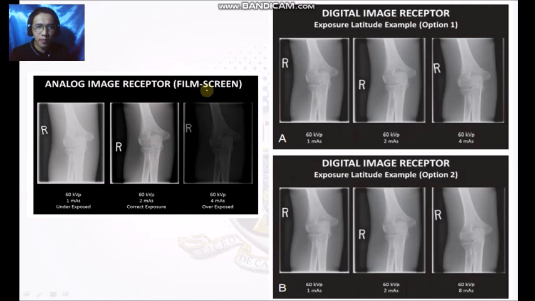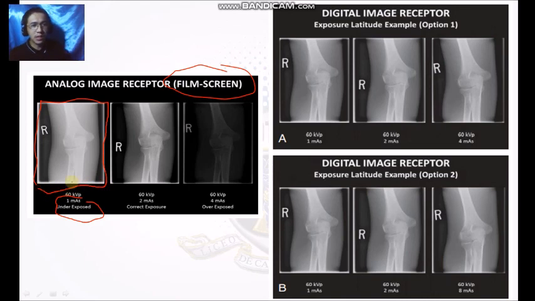For example, if we use a film screen and the exposure technique was very low, that would result in a very bright image, which is of course unacceptable. It is unacceptable to radiologists because they would not arrive at diagnostic information.